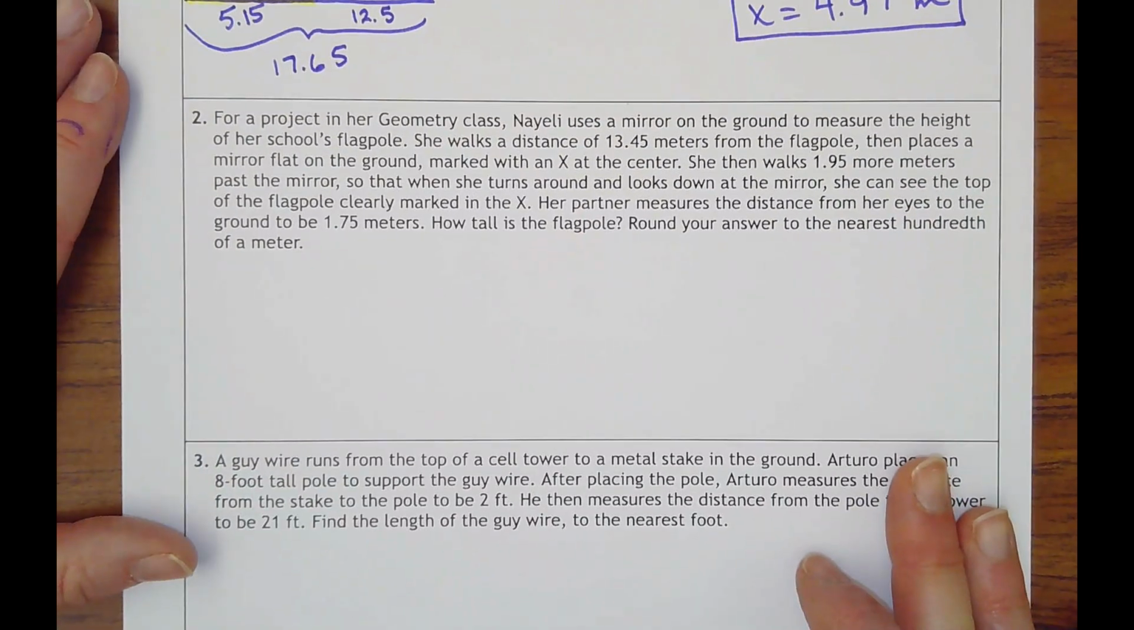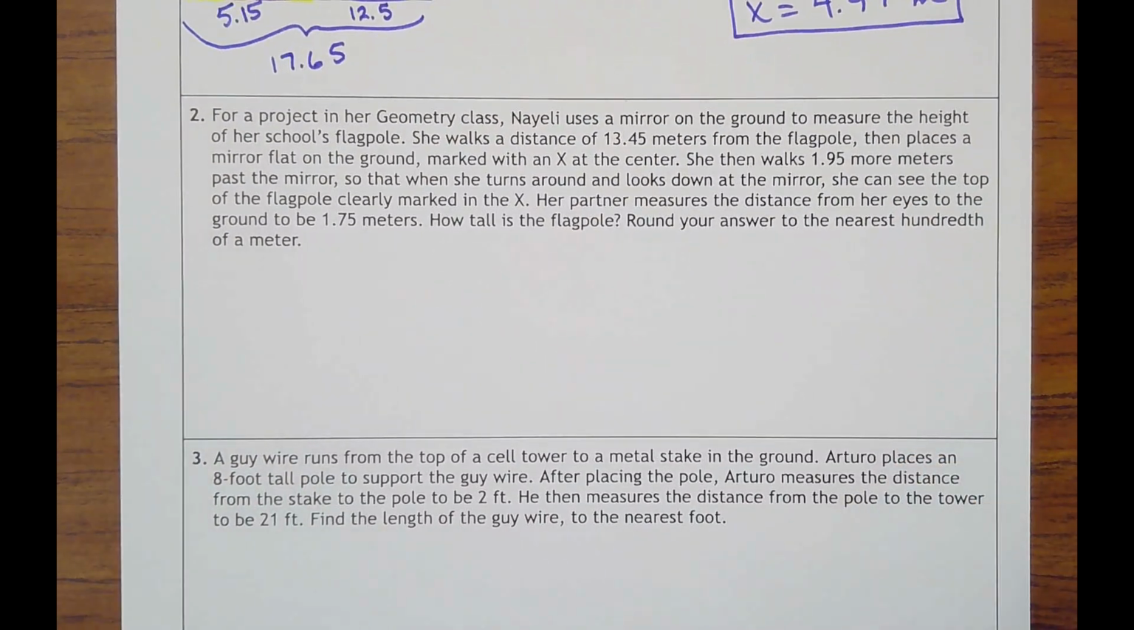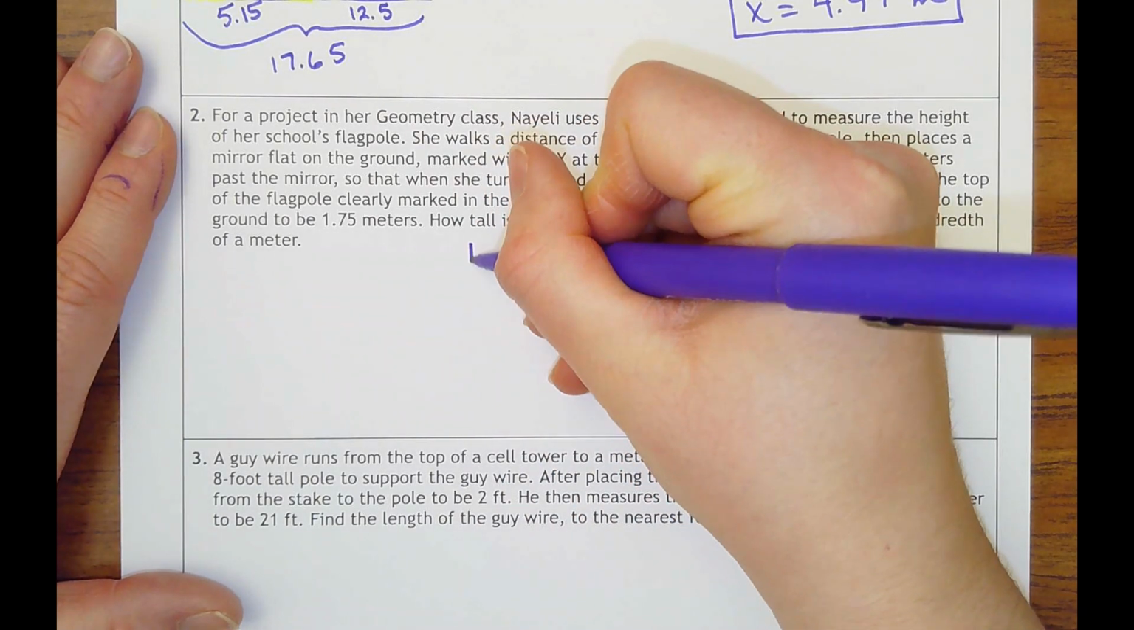And number 2, for a project in her geometry class, Nayeli uses a mirror on the ground to measure the height of her school's flagpole. She walks a distance of so many meters from the flagpole, then places a mirror flat on the ground, marked with an X at the center. Then she walks more past the mirror, and then when she looks into the mirror, she can see the top of the flagpole.